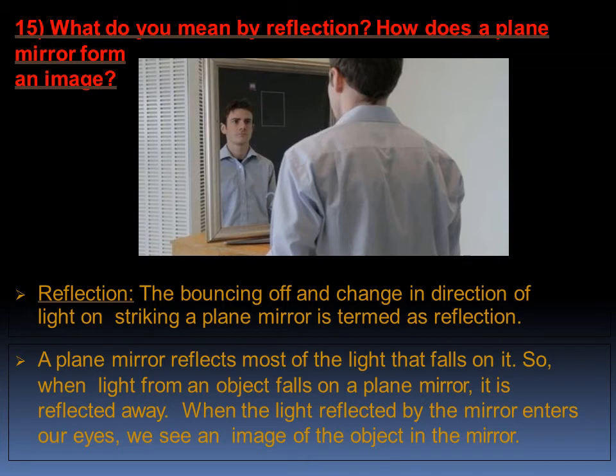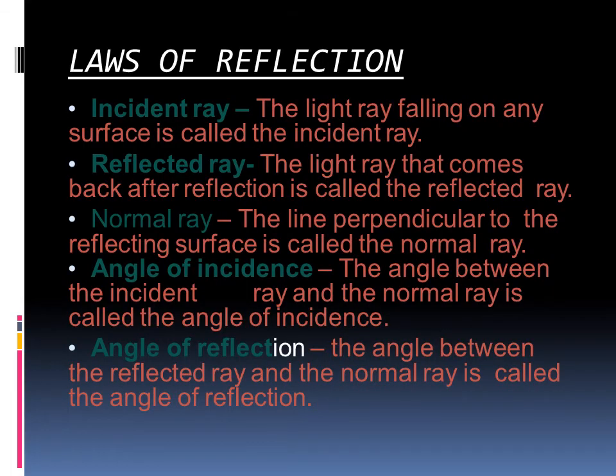Inverted means opposite. Okay, let's move to laws of reflection. In laws of reflection, we have incident ray. The light rays falling on any surface is called the incident ray. That means the source of light. Then reflected ray. Reflected rays means those light which is reflected. Then we have a normal ray. The line perpendicular to the reflecting surface is called the normal ray.